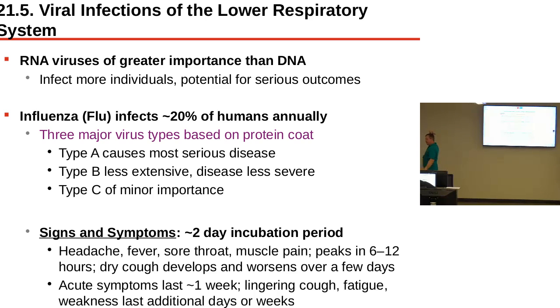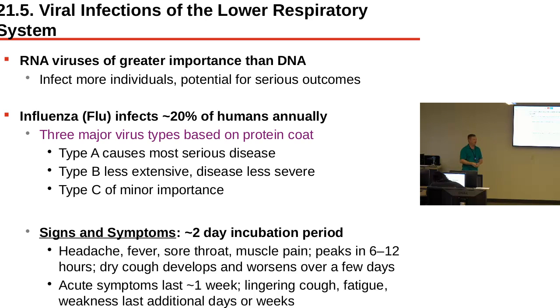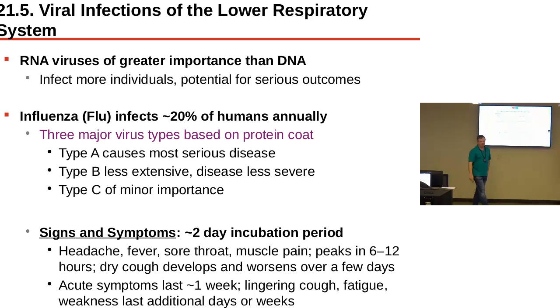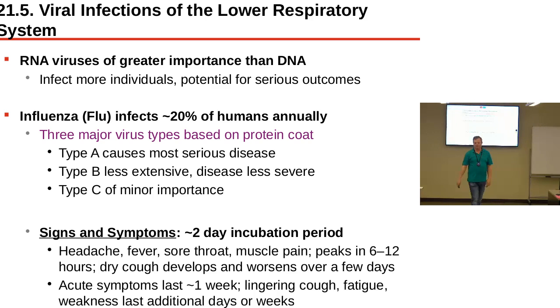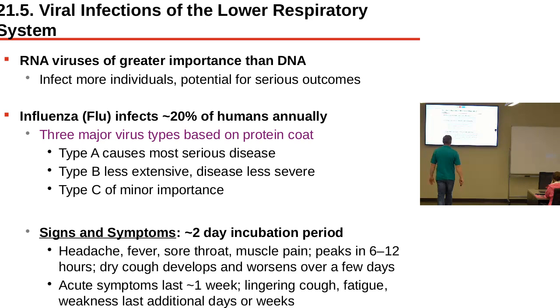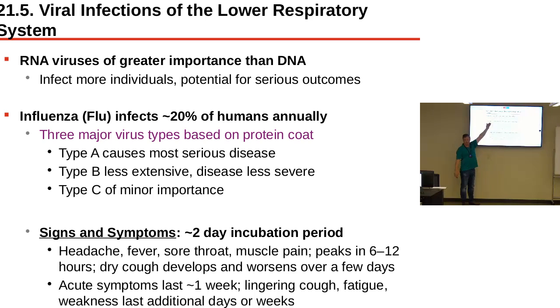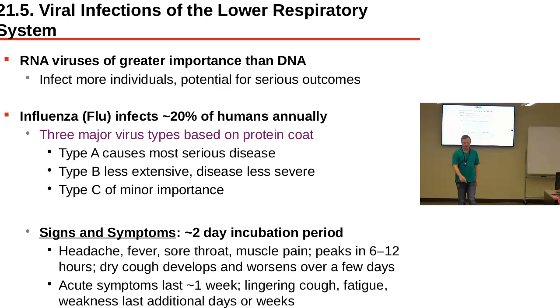And so the very first one there is flu. Flu is an RNA virus. We infect about 20% of the global population of humans every year when we go through flu season. There are three major types of flu virus, A, B, and C. A being the worst, B being still pretty bad, but not as bad as A, and then C being of minor importance.